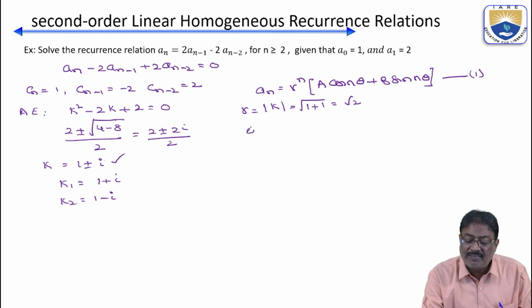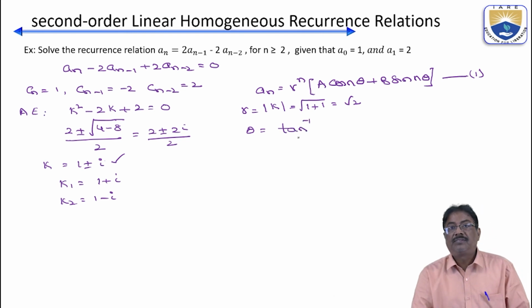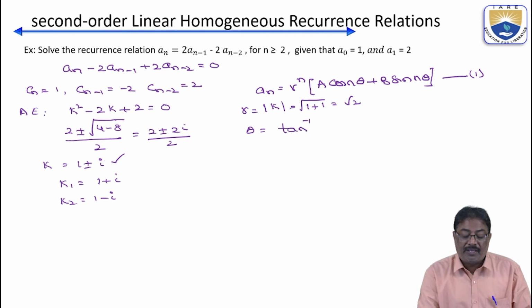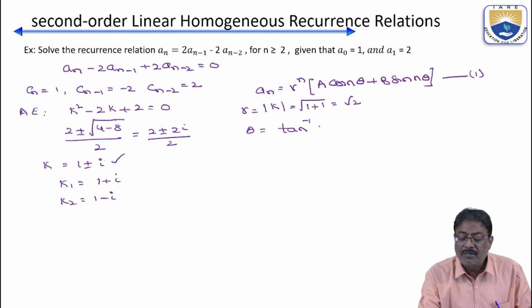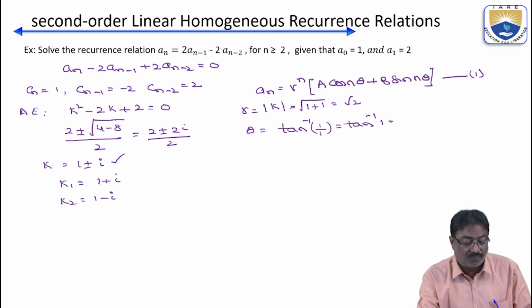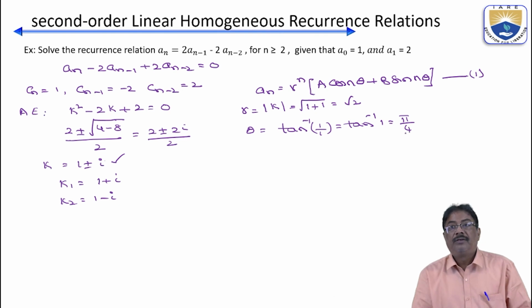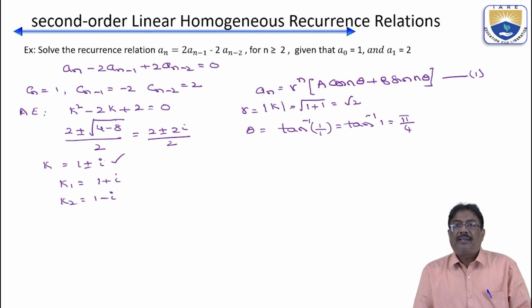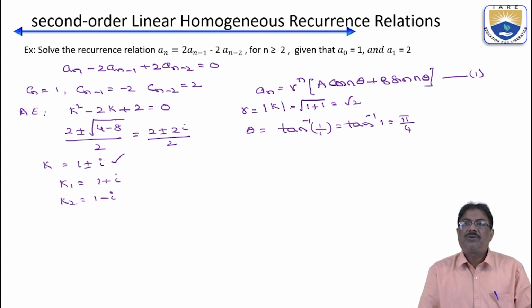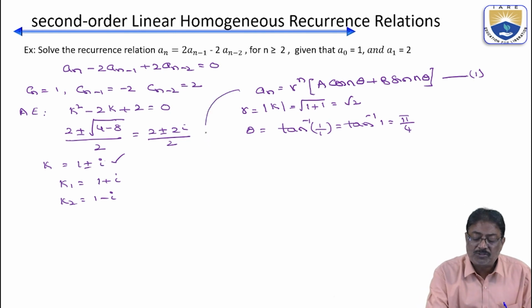And now theta is equal to tan inverse of q by p. Here q is 1 and p is 1, so it is tan inverse of 1, which is equal to pi by 4. After getting the theta and r values, these two are going to be substituted in this expression.